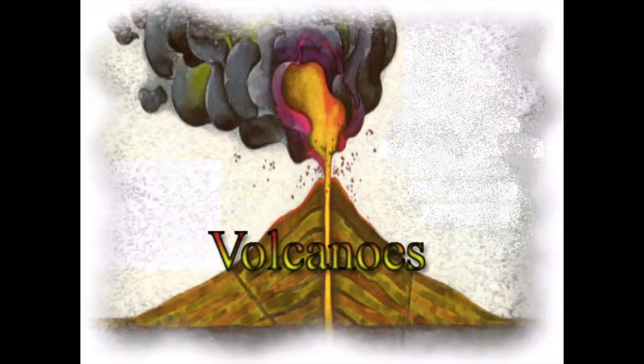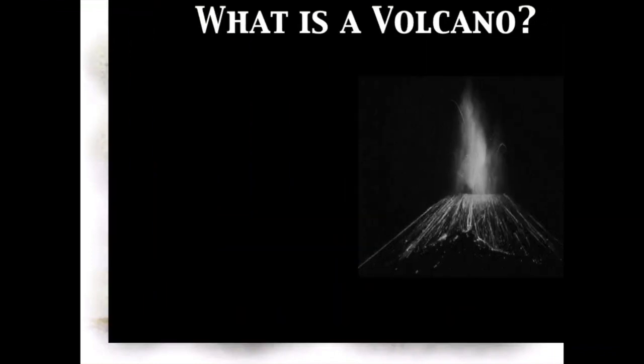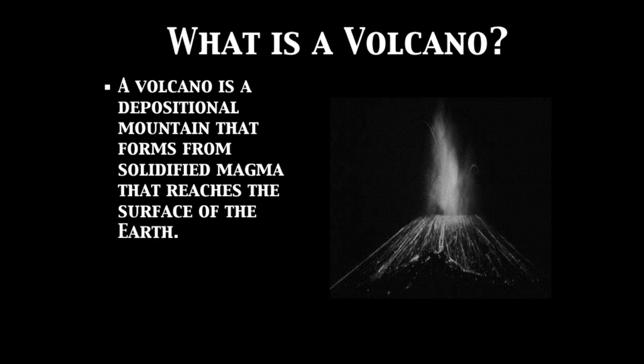Now let's talk about volcanoes. You do need to know that a volcano is a depositional mountain that's formed when magma reaches the surface and then solidifies. When that magma pushes through the Earth's crust, it creates a mountain, and then when it breaks through, the lava pours out. It may exit the mountain in a quiet lava flow eruption, or it may come out in a violent explosive eruption.